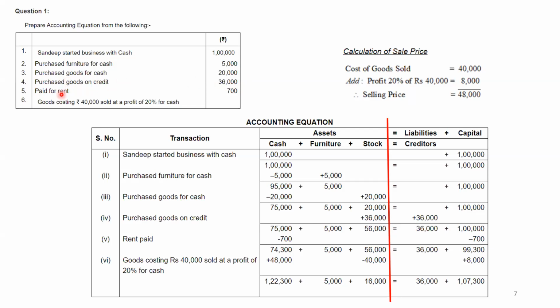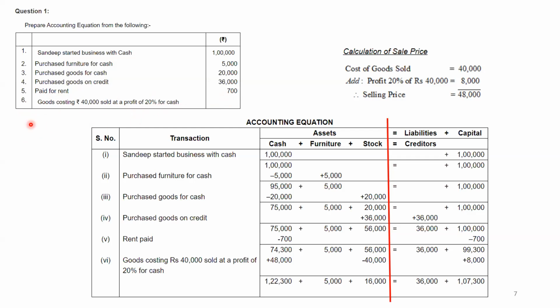Are you able to get it? This is a current asset. And purchased goods on credit. Again, he has purchased goods on credit. That means he has taken the goods now, and next month he is going to pay for it. That's why it is called credit. How much? 36,000. Paid for rent. Is this a revenue or an expense? Paid for rent is an expense. Rent will not come back, so that's why it is an expense.